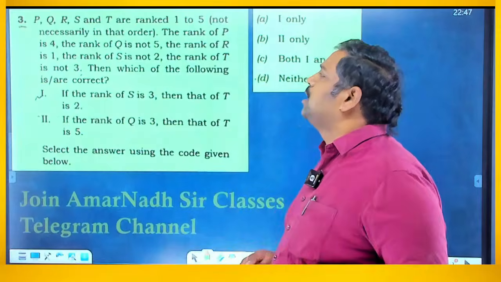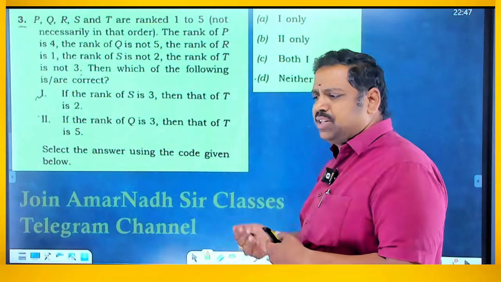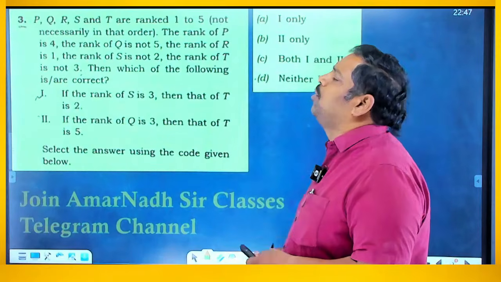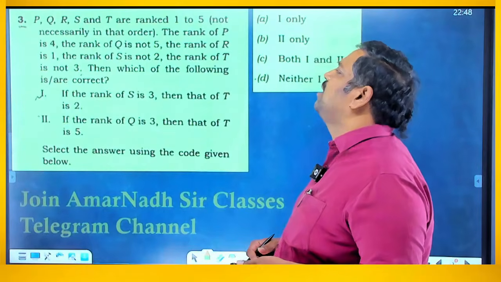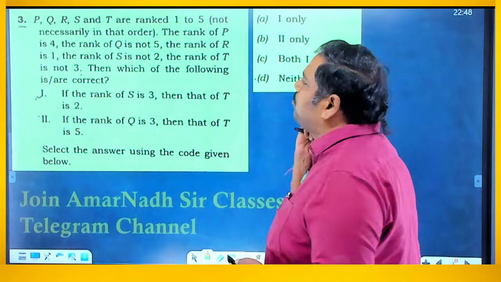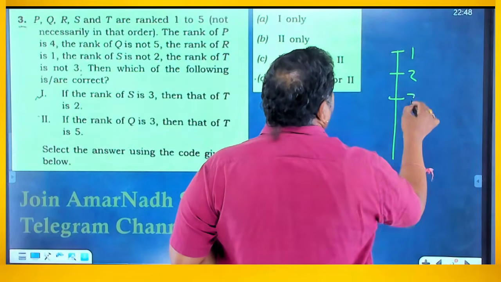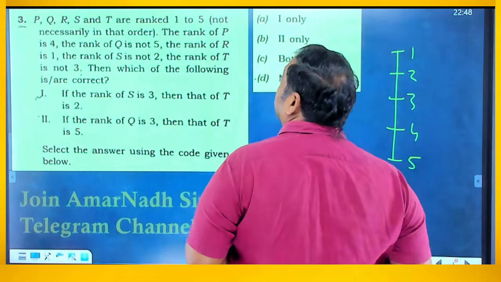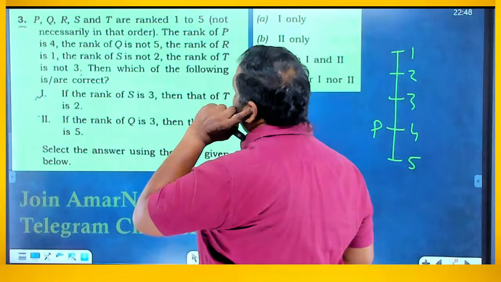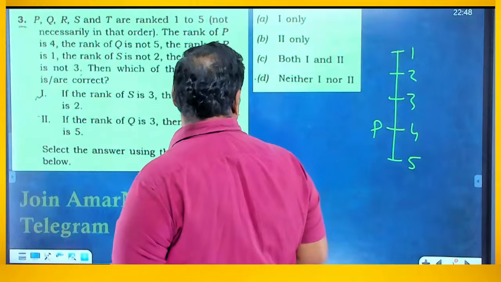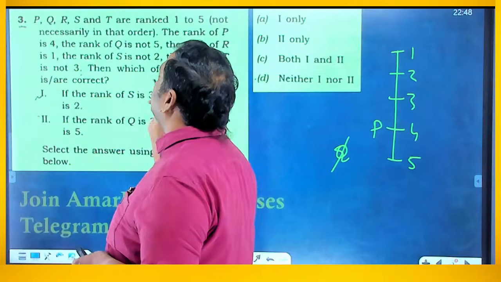Okay, right. Initially, from paper to paper the questions will vary, right? But this is one problem. P, Q, R, S and T are ranked 1 to 5, not necessarily in that order. The rank of P is 4, so this is Mr. P. And the rank of Q is not 5, so the fifth position is not occupied by Q. Strike it out. The rank of R is 1.